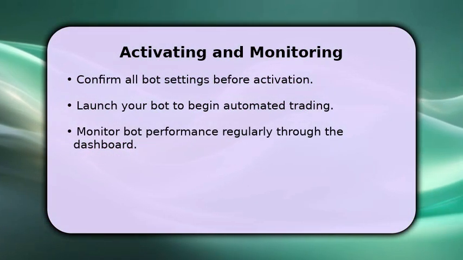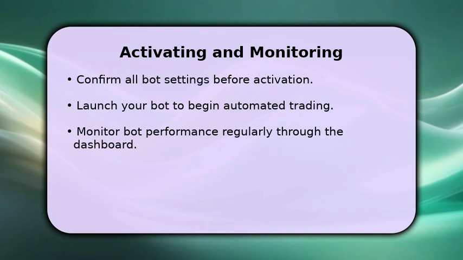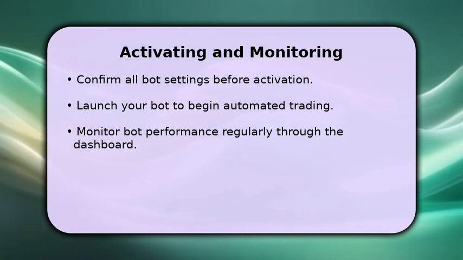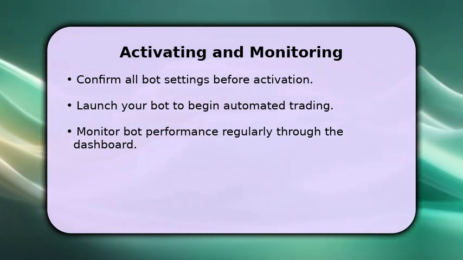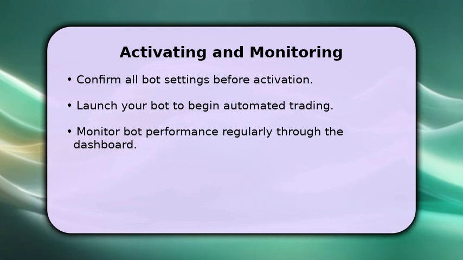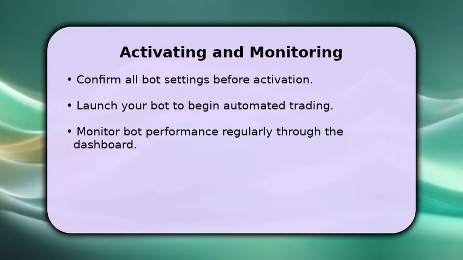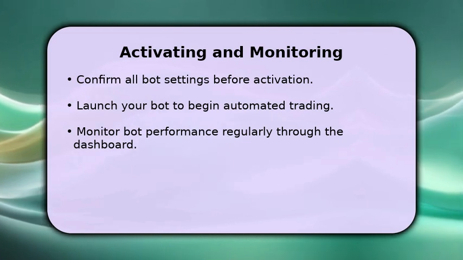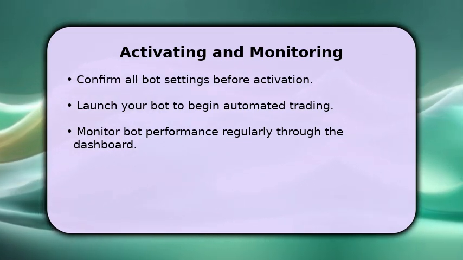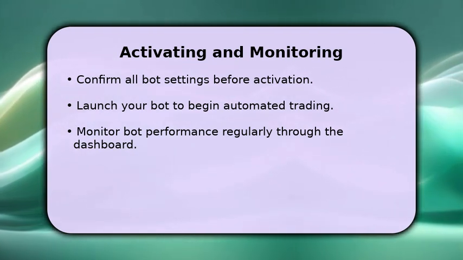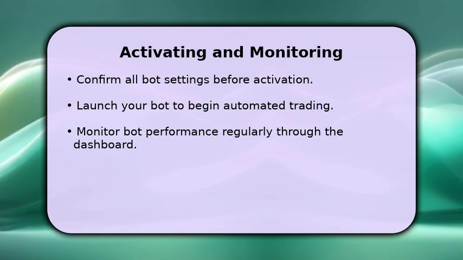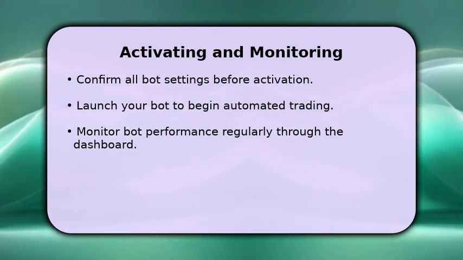After configuring all your settings, review them carefully, then activate your bot. Your bot will now begin executing trades automatically based on your defined strategy. It's crucial to monitor its performance regularly through the Kucoin Trading Bot dashboard. Market conditions can change, so be prepared to adjust your bot's parameters or even stop it if necessary to protect your investment. This ensures your bot continues to align with your trading goals.